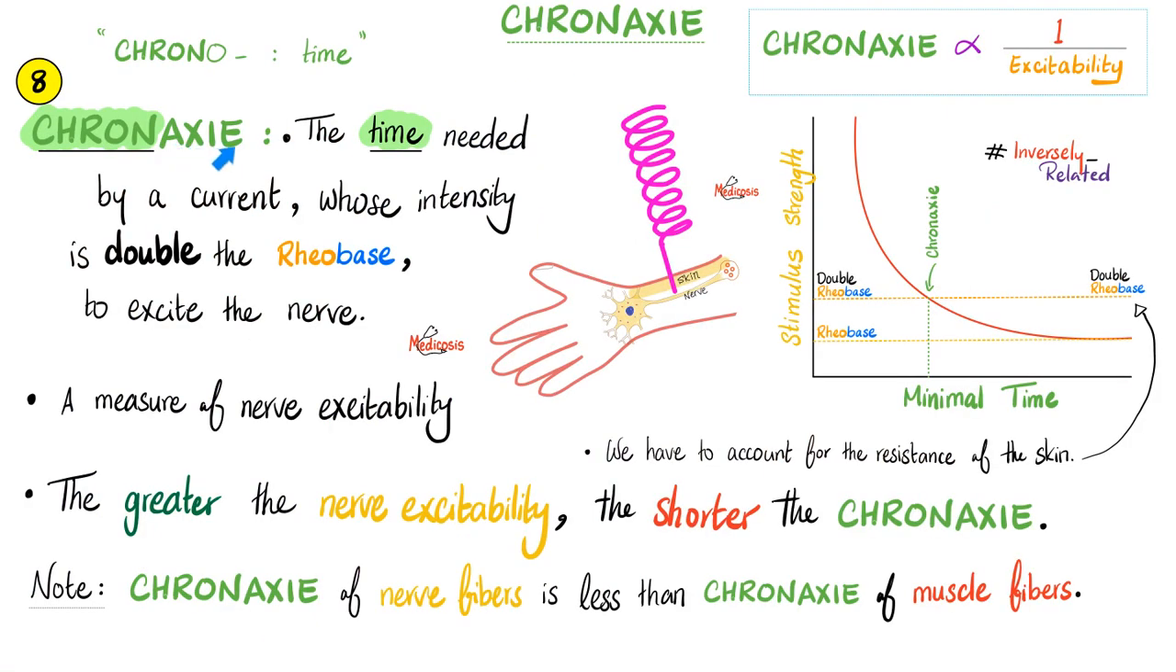How do we measure nerve excitability clinically? Chronaxie, baby. What does chrono mean? Time. Therefore, Chronaxie is the time, not the strength of the stimulus. The time, the duration, the time needed by a current whose intensity is double the rheobase.